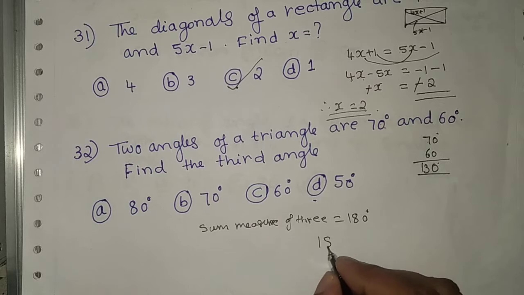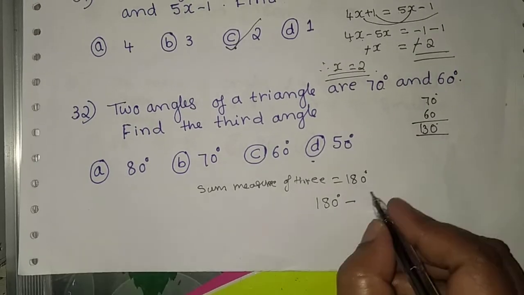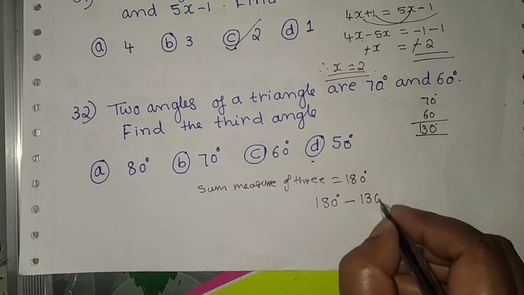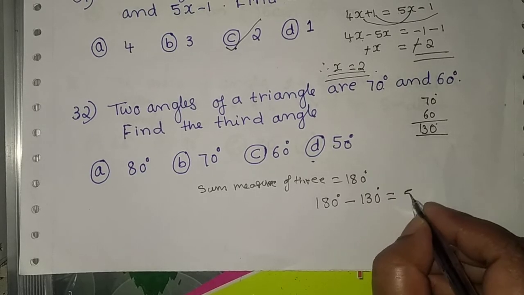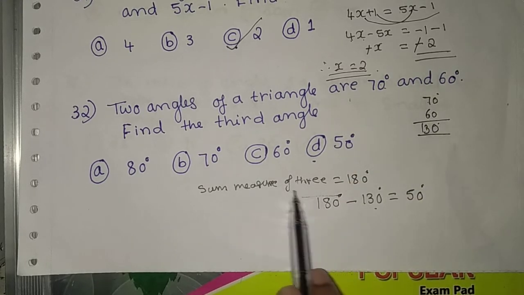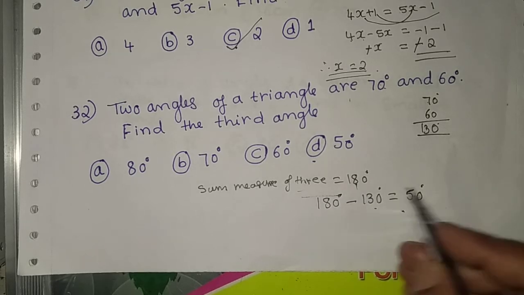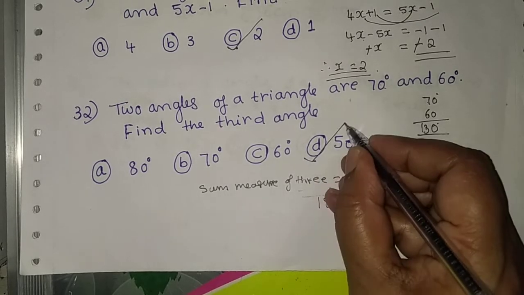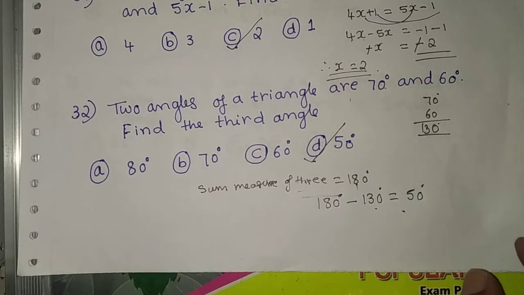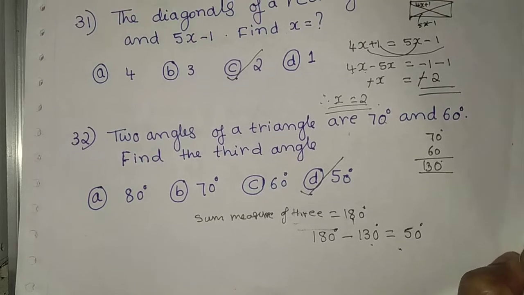Therefore the third angle is 180 minus 130. How much do we get? That is 50 degrees. So this is how to solve. Add these two angles, then subtract the sum from 180, then we'll get the third angle, that is 50 degrees. So this is the correct option. So we completed the 32nd. We move on to the next problem.